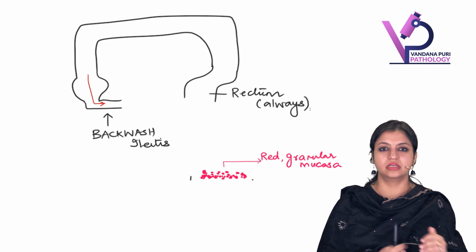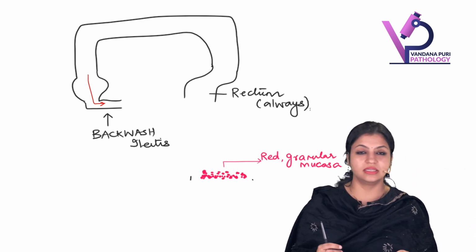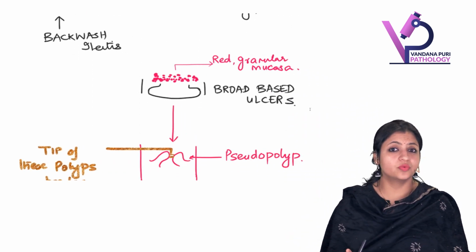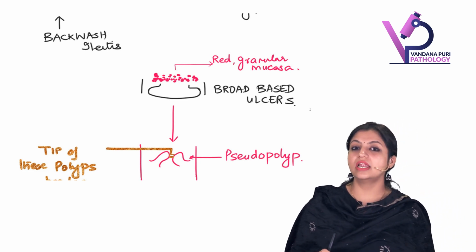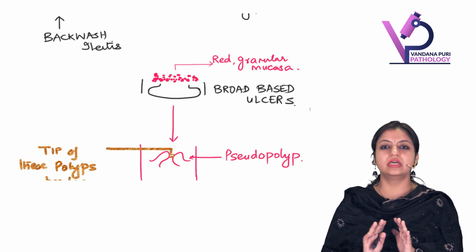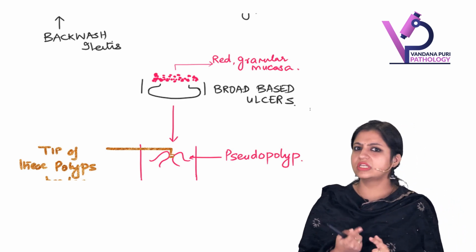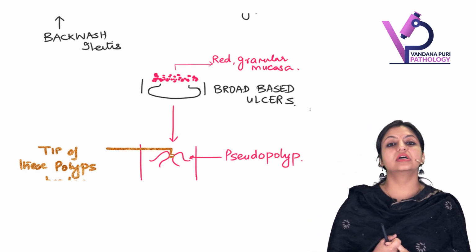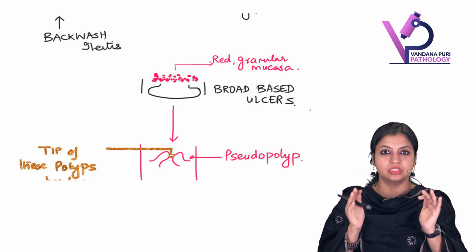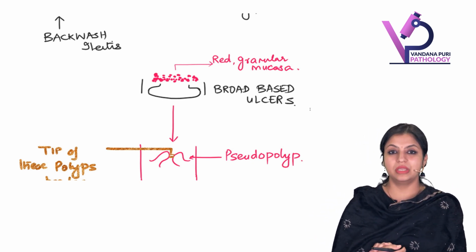Okay, so how does it start? Crohn's starts as a small aphthous ulcer, but ulcerative colitis doesn't start like that. In ulcerative colitis, to start with, initially you get a red granular mucosa. So the first thing that you get is the mucosa becoming red and granular. After that, a broad based ulcer is formed. What type of ulcer was seen in Crohn's? It was an aphthous ulcer. Here, which type of ulcer do you see? You see a broad based ulcer.